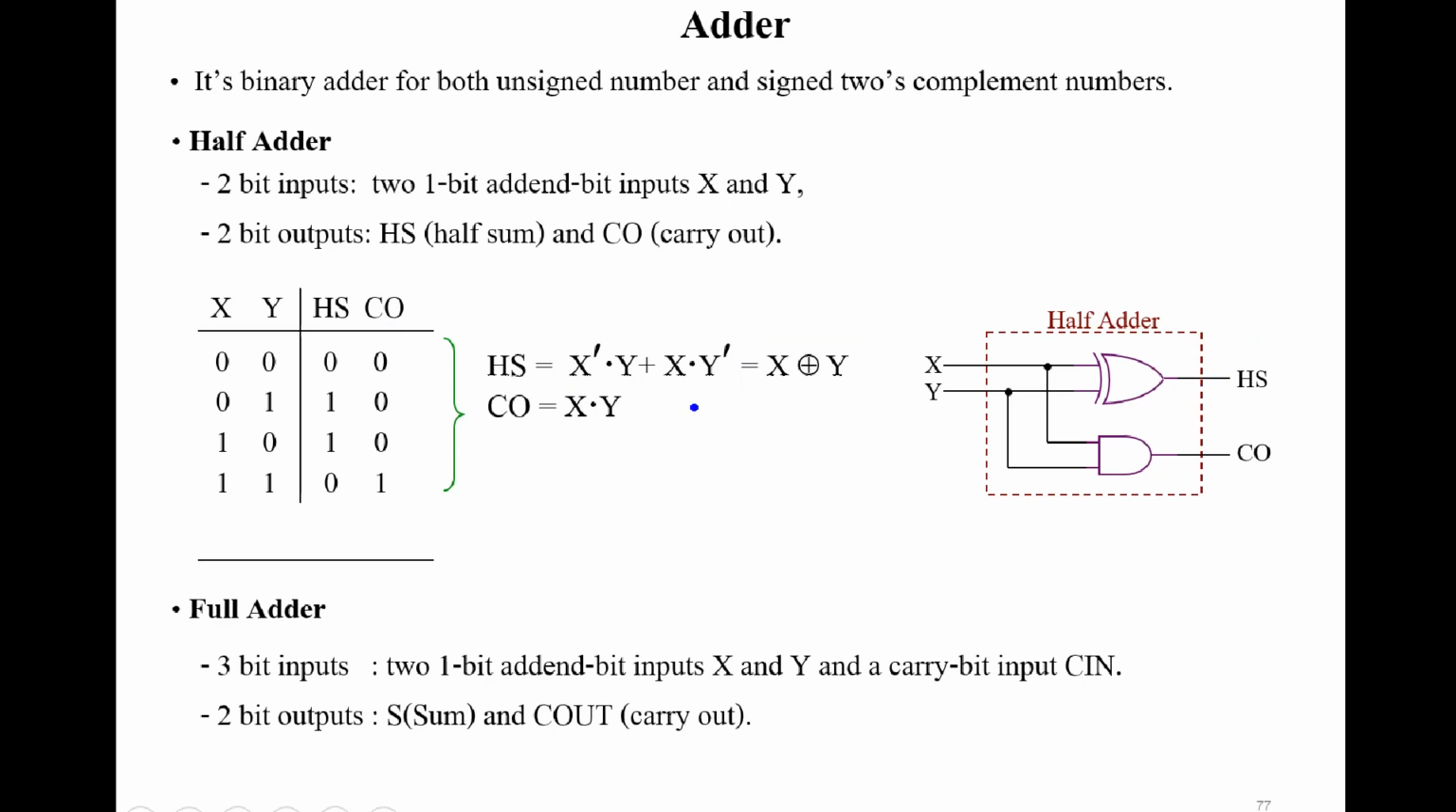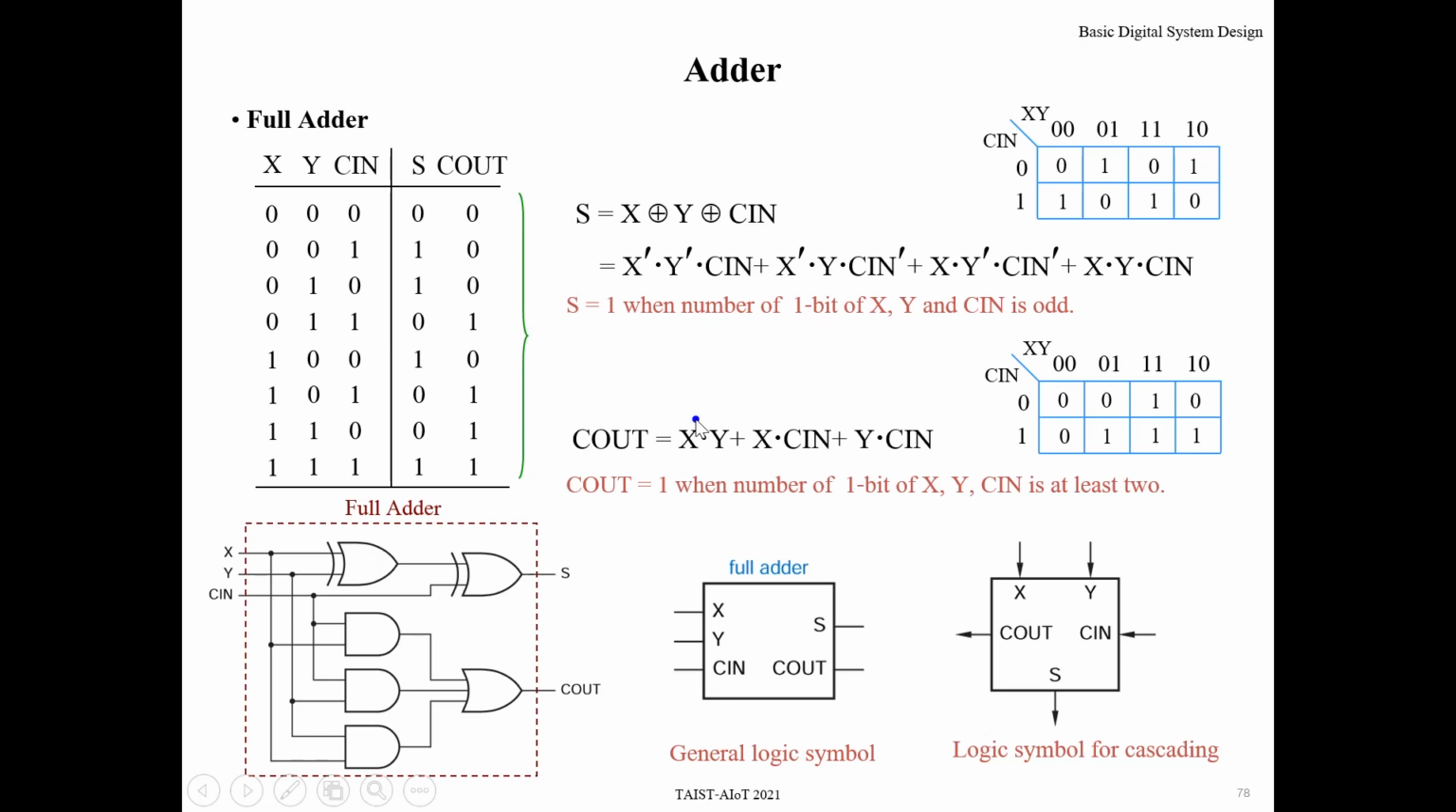For full adder, for example this one, you add X, Y, and carry in. The result is sum and carry out. 0 add 0 as carry in is 0, no carry out. 0 0 1 result is 1, no carry out. 0 1 0 result is 1, no carry out. 0 1 1 is 0, carry out is 1. Okay. 1 0 0 no carry out. 1 0 1 result is 0, carry out is 1. 1 1 0 result 0, carry out is 1. 1 1 1 is 1, carry out is 1.